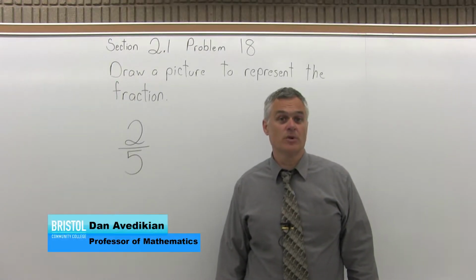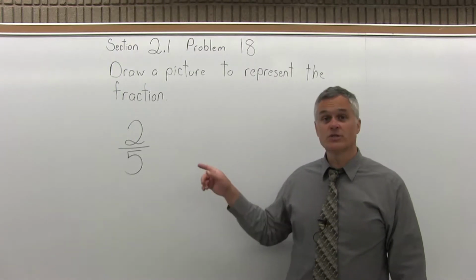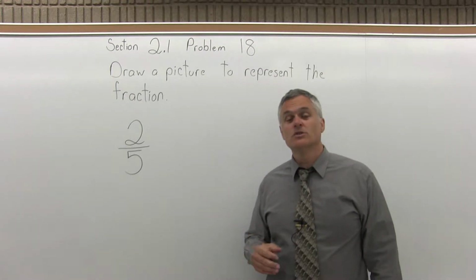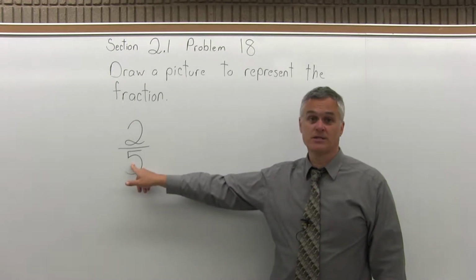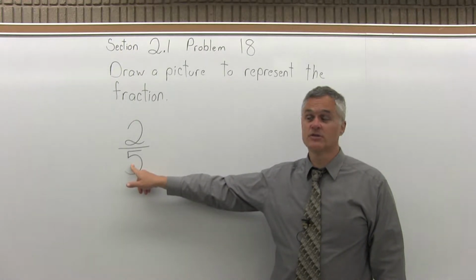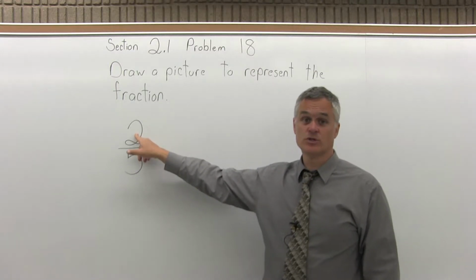This is Section 2.1, Problem 18. It says, draw a picture to represent the fraction 2/5. So what we have to do is draw a picture that is split into 5 parts, 5 because the denominator is 5, and then we want to shade in 2 of those parts because the numerator is 2.